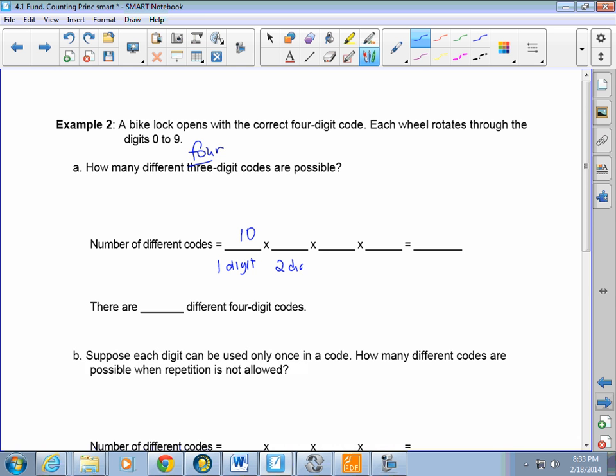Second digit, it doesn't say you can't repeat the choices, so you would have 10. For your third digit, you would have 10 choices, and your fourth digit, you would have 10 choices. So 10 times 10 times 10 times 10 means that you have 10,000 different 4-digit codes that you could make for that combination. This is where you see the fundamental counting principle saves you a lot of time. If you did that tree diagram, you'd be going on for pages and for quite a long time.